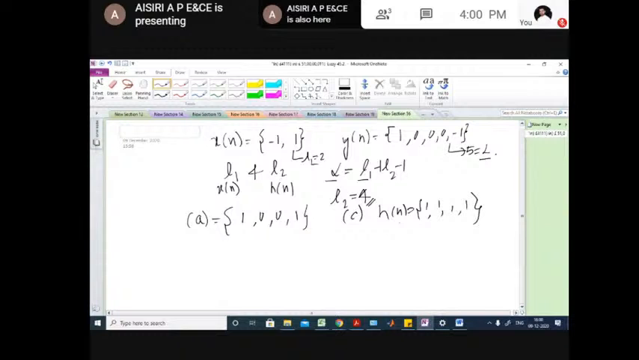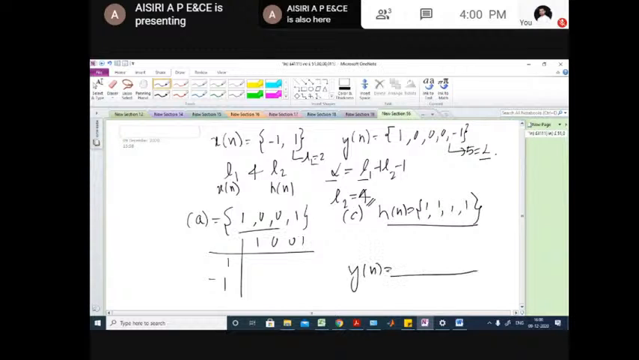So now if I calculate convolution using either of these two sequences, the result y of n will give you the answer. You need not calculate for both. If you calculate for this, if you get a different y of n, this will be the answer. If you calculate for this and you get a different answer for y of n, this will be the answer. So this is how you'll be able to know the impulse response of the system in a shortcut method.